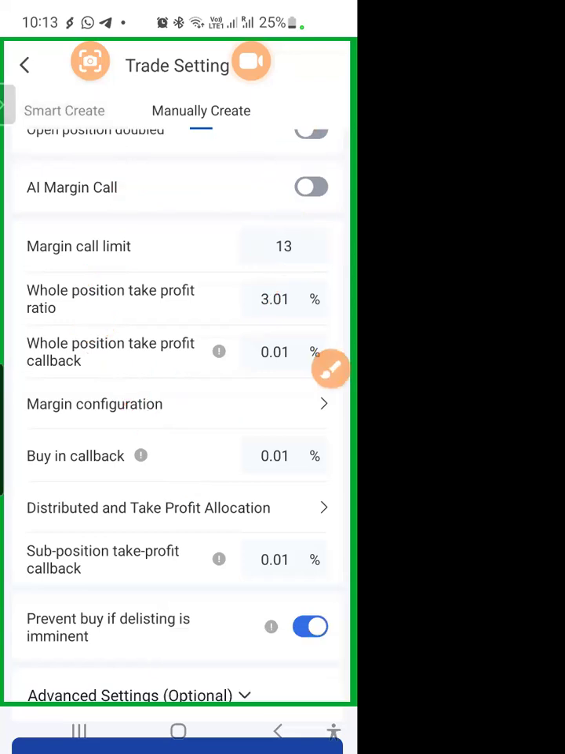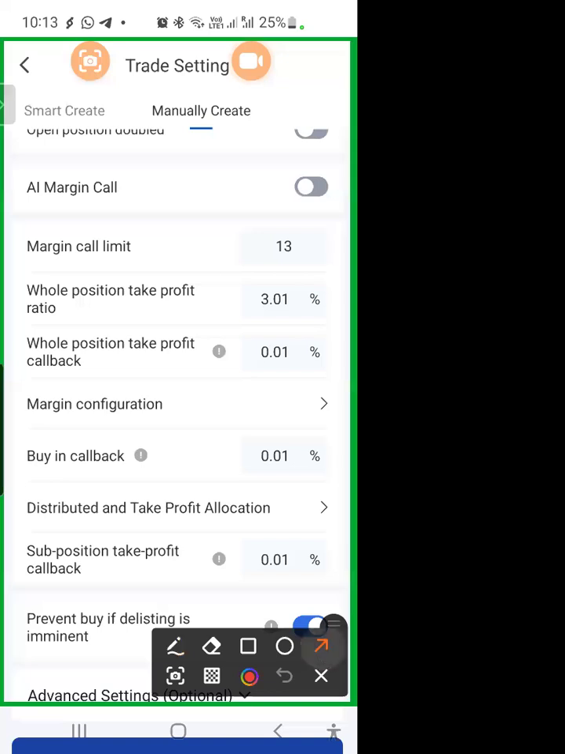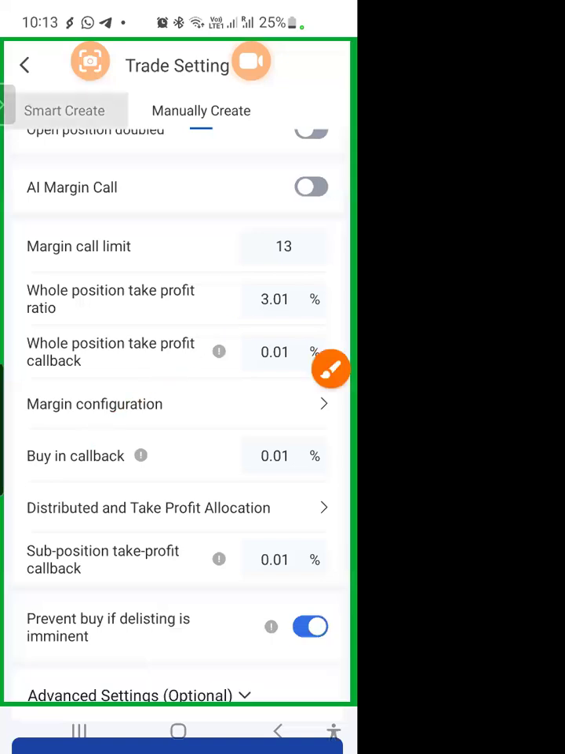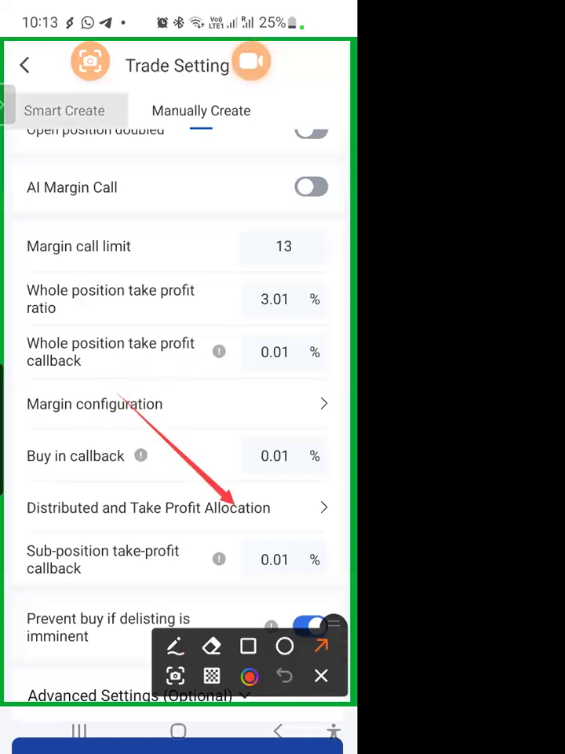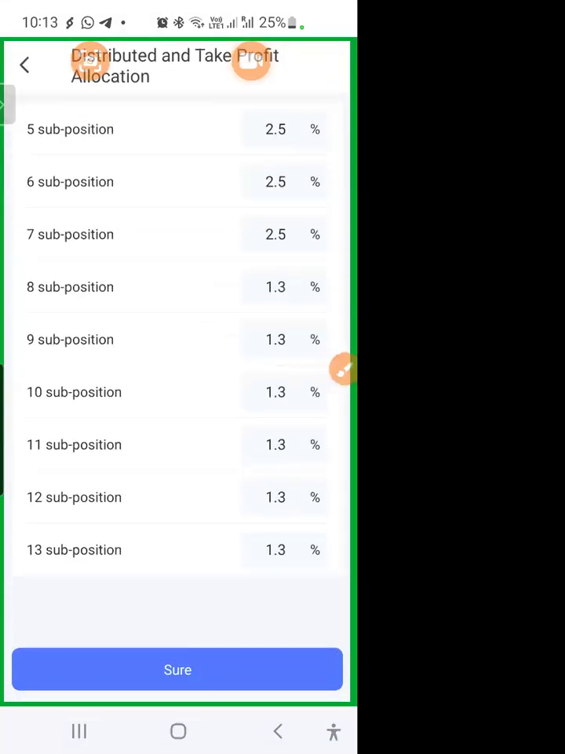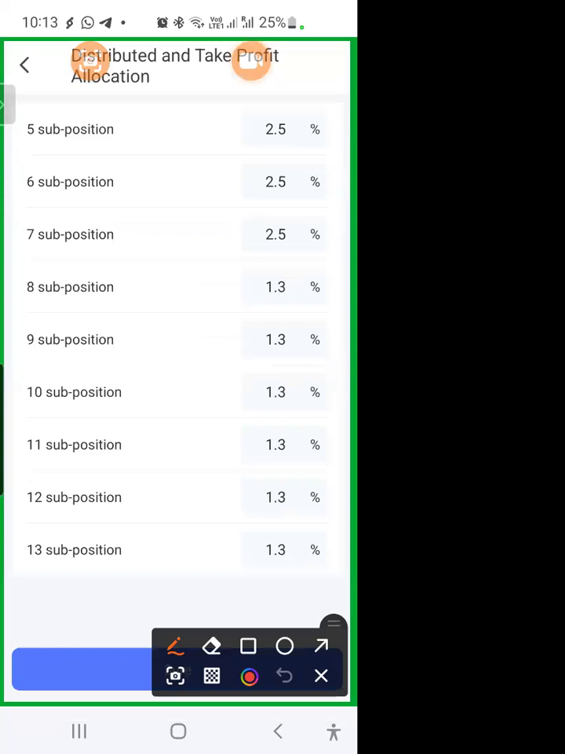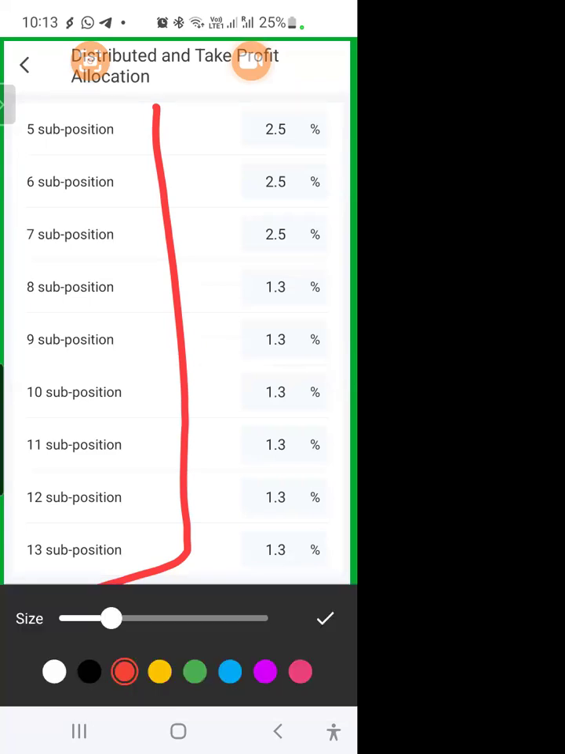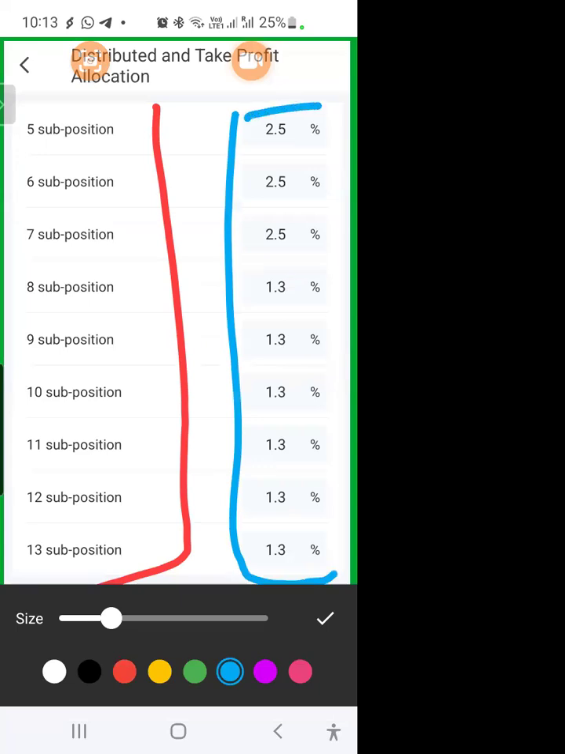Told you the first 4, this is the take profit for the first 4. Then here you can come and allocate the take profit from 50 margin call to the last one. As you can see from what I've been explaining, here it is from 50 to 13. The question always comes in here: how much should I set here?